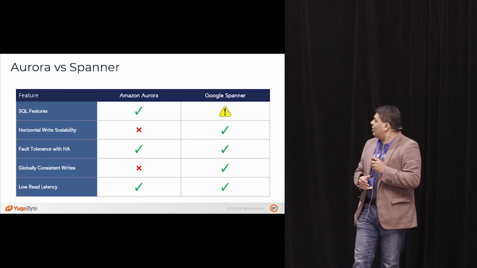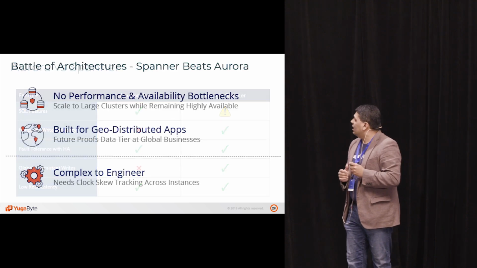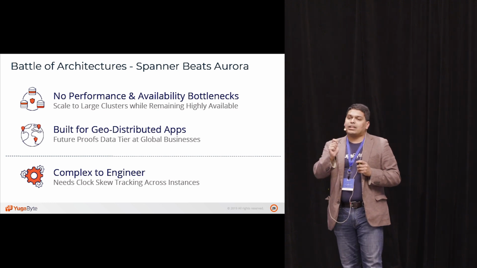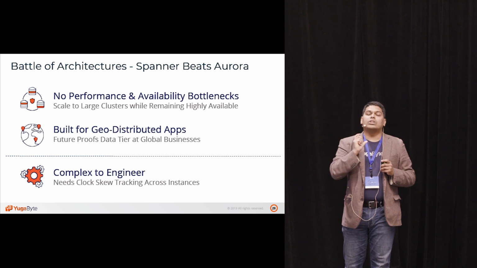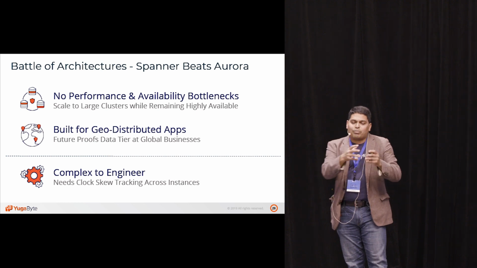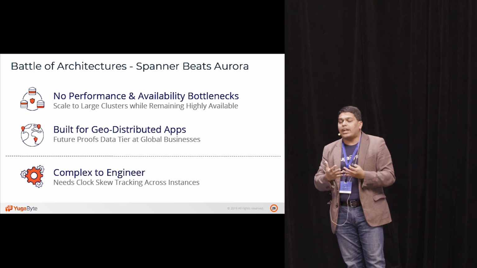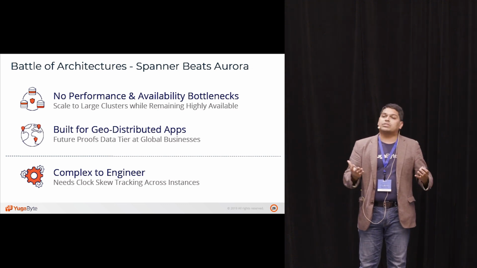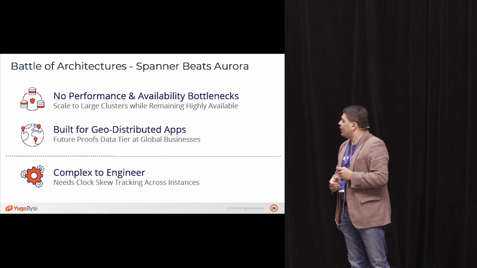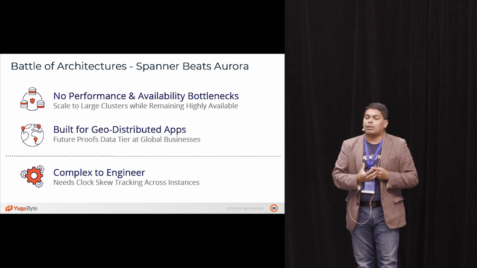Okay? With that, I have completed the comparison between Aurora and Spanner. I want to leave you with this thought: in the battle of this architecture, Spanner actually beats Aurora because it is more general purpose, with no performance and availability bottleneck built into the system. You can scale as wide as you want and tolerate failures much more cleanly than you would in an Aurora-style architecture. Secondly, Spanner is built ground up for geo-distributed applications.